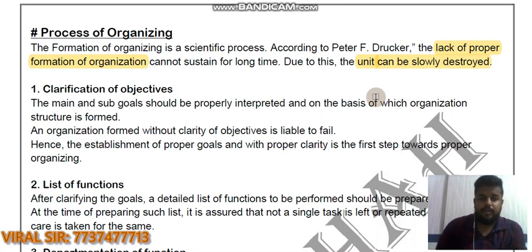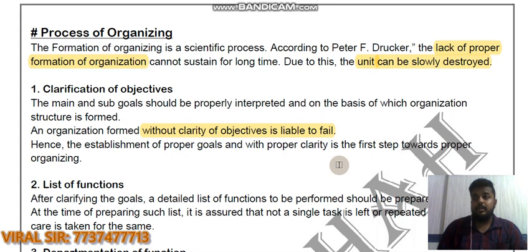So what is the process? The first step is clarification of objectives. The main and sub goals should be properly interpreted, and on the basis of which the organization structure is formed. First we need to clarify the objectives. What is the objective? What is the goal? An organization formed without clarity of objectives is liable to fail. Hence, the establishment of proper goals with proper clarity is the first step towards proper organizing.